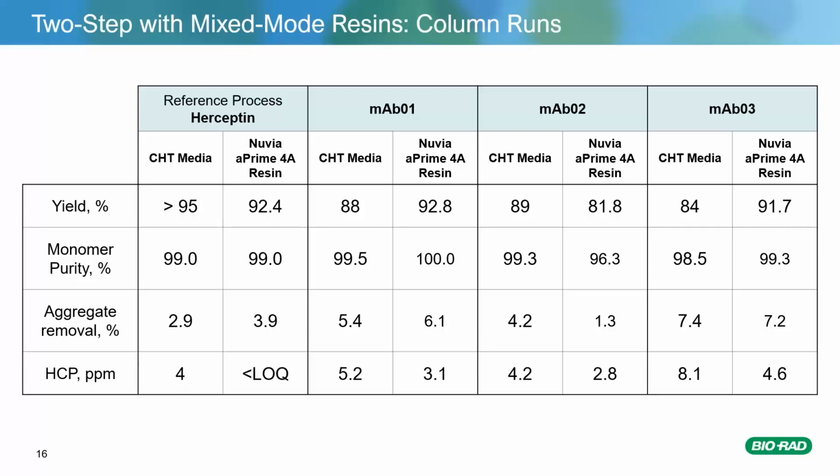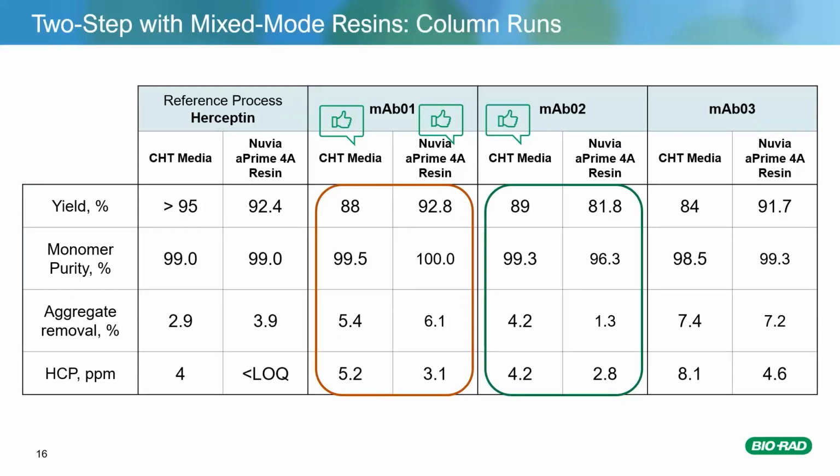For example, in case of mAb 1, similar purity and yield can be achieved using both resins. For mAb 2, better purity and yield can be achieved with CHT media, whereas for mAb 3, better purity and yield is obtained using Nuvia A Prime 4A resin.